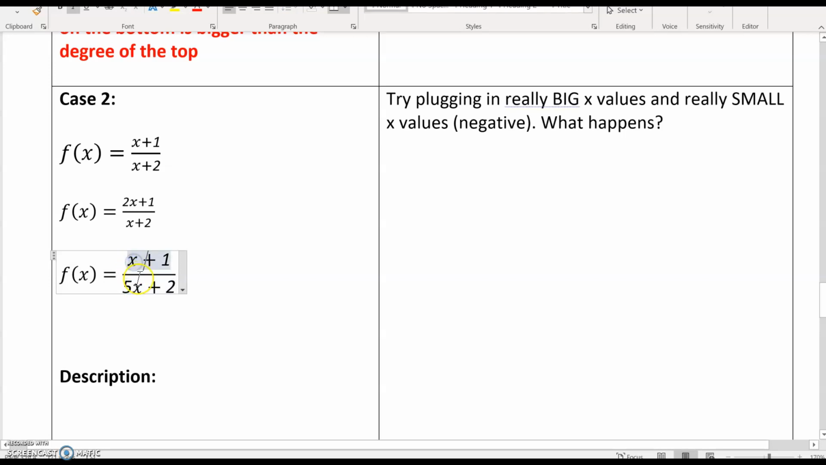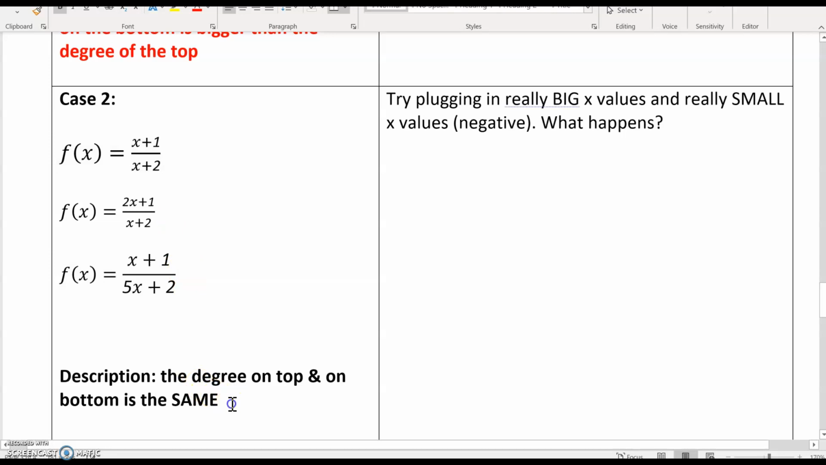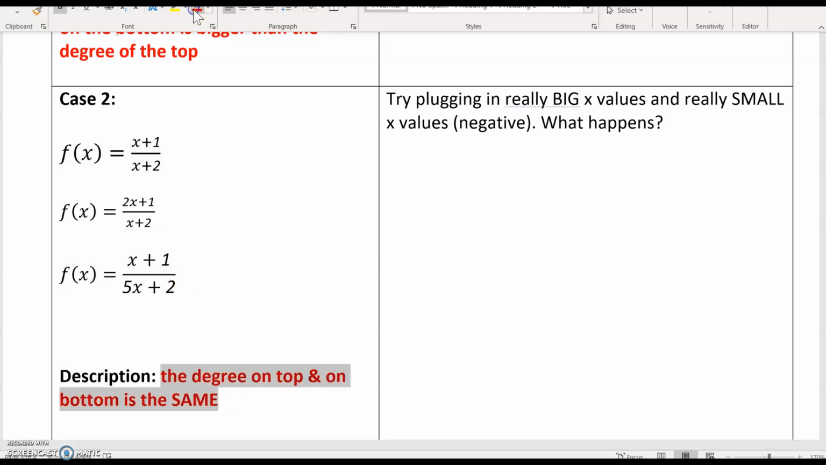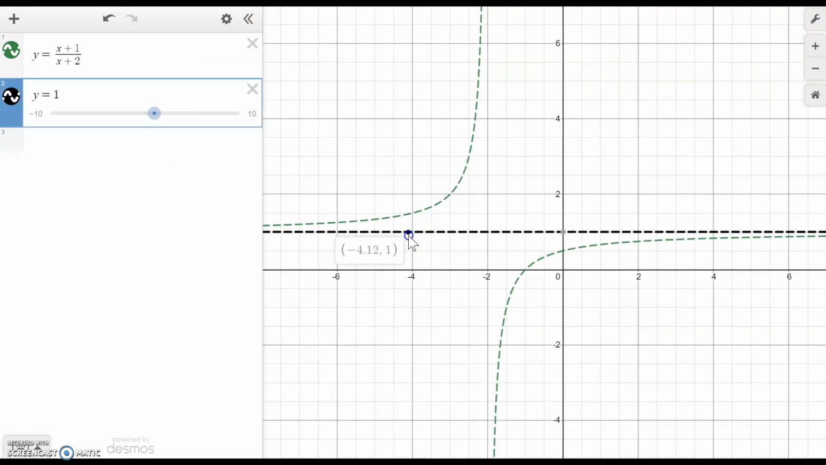Okay, so they're all x, and then this is x. It could be x squared on top and x squared on bottom, but we'll say the degree on top and on bottom is the same. So if it's linear on top, it's got to be linear on bottom. That would be case 2. Let's look at these 3 graphs to figure out what the horizontal asymptotes are.